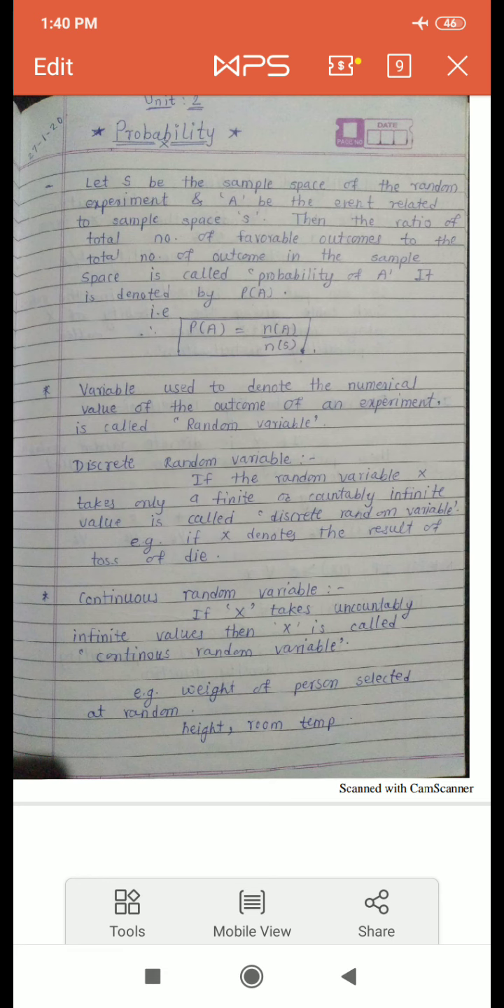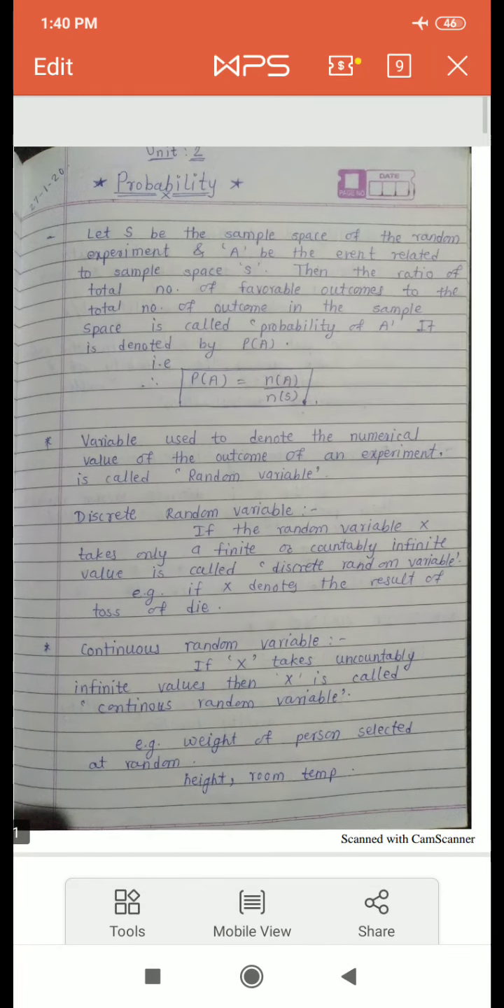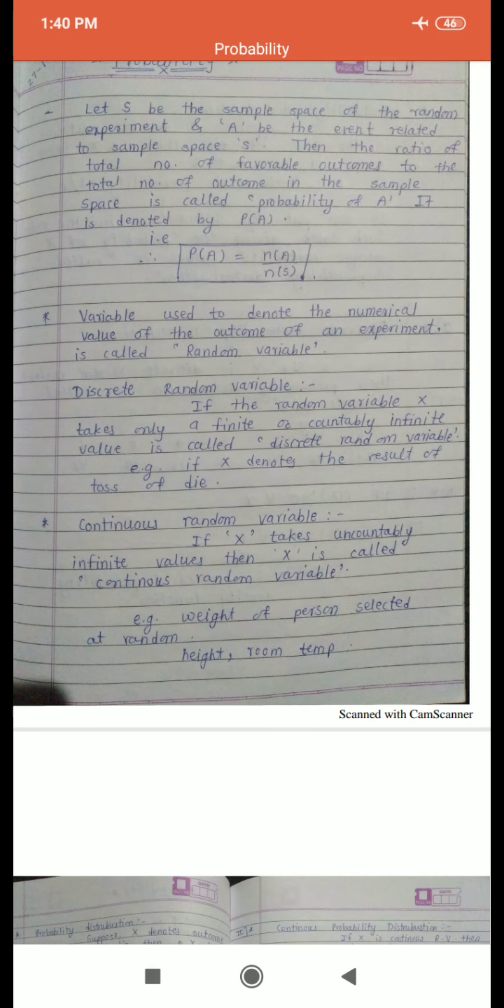A variable which is used to denote the numerical value of the outcome of an experiment is called a random variable. What is meant by random variable? Random variable means the outcome of an experiment. There are two types of random variable: discrete random variable and continuous random variable. First we will see discrete random variable.